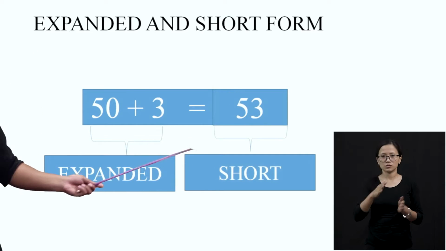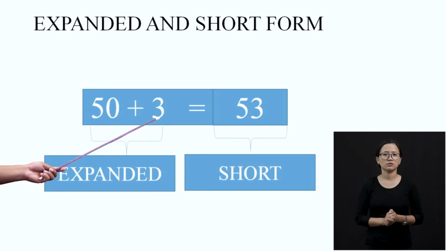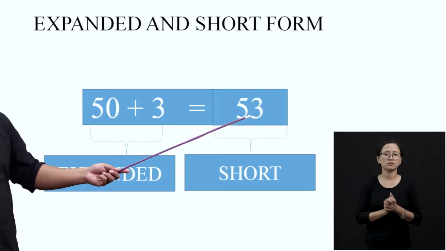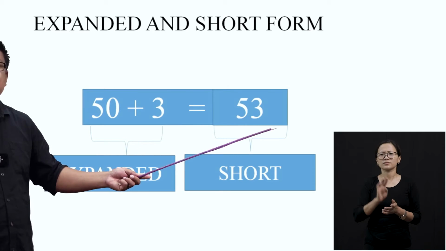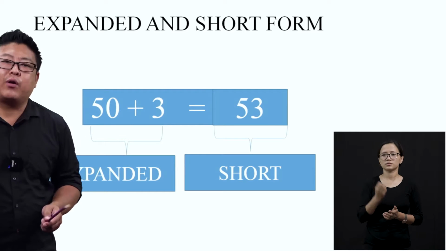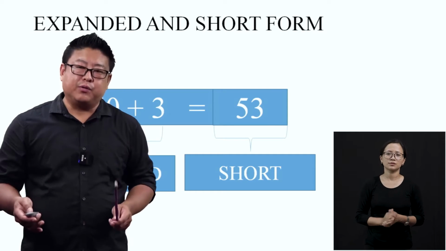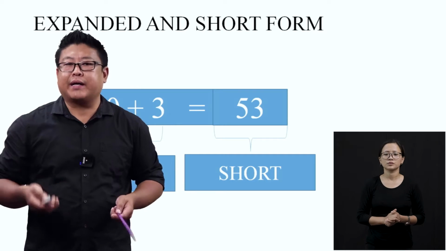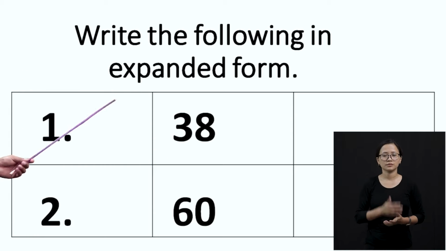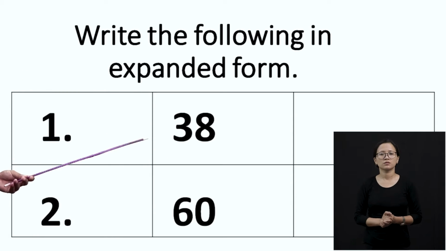50 plus 3 is the expanded form of 53. We can say like that. We can do this for any other numbers also. There are many more exercises in your textbook with which you can practice. Now for better understanding we will try to solve some examples.